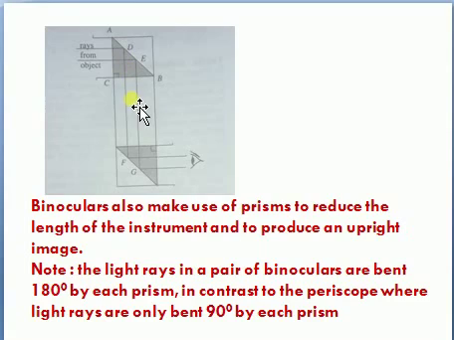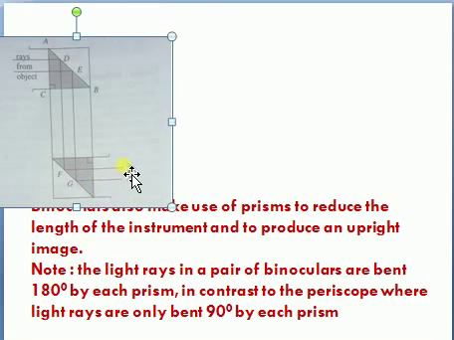As they reflect, look at it, the reflected ray will strike the second prism again at an angle greater than the critical angle. Now they are totally internally reflected and the observer will begin to see the image. The observer sees a virtual and upright image. Now let's see the binocular.